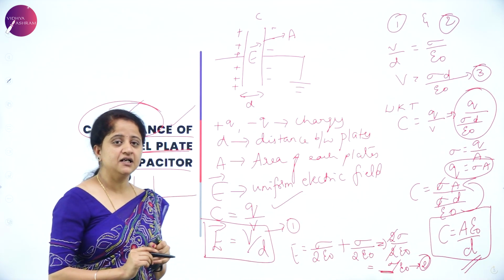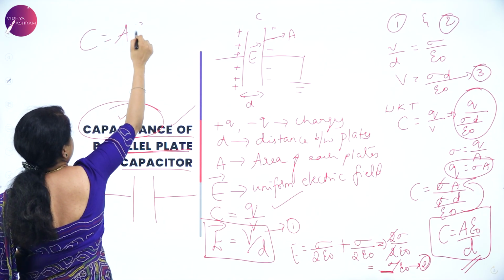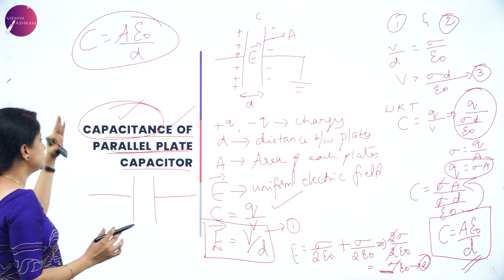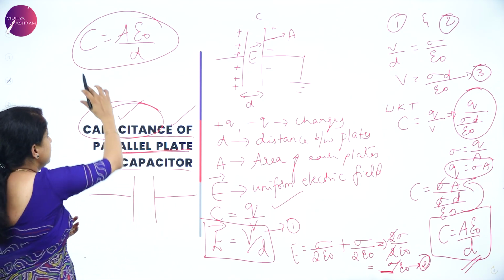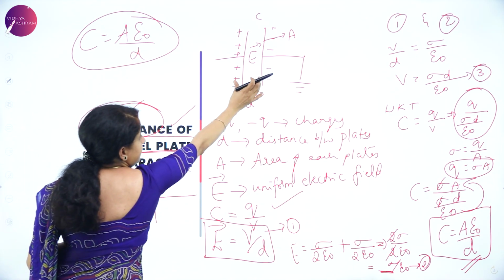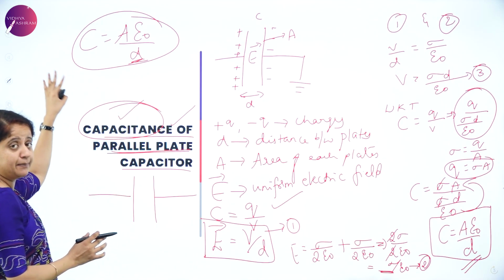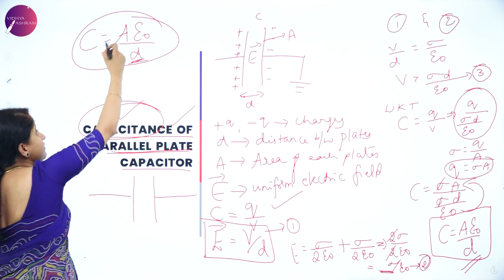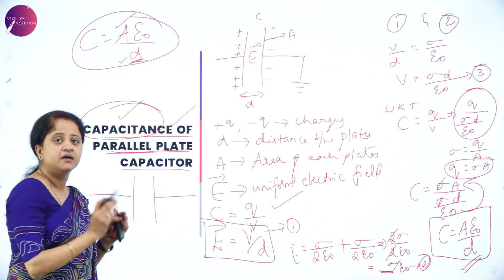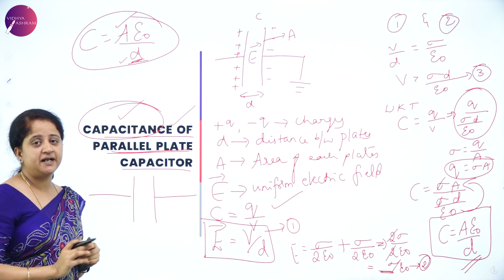And this is the expression for capacitance of a parallel plate capacitor, given by C is equal to A into epsilon naught divided by D, from which we can say what are the factors on which the capacitance of a parallel plate capacitor depends. It depends on the area of each plate. It also depends on the dielectric medium between these two plates. It also depends on distance. So to increase the capacitance of a parallel plate capacitor, we must increase the area of the plates, and the distance between the two plates must be very small. So this is how we can conclude the capacitance of a parallel plate capacitor.